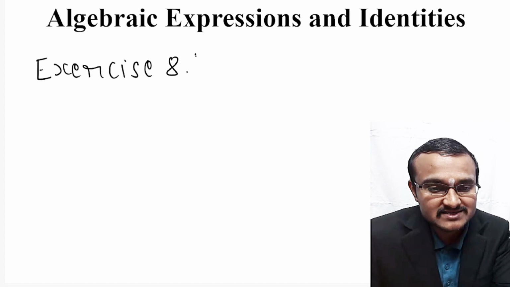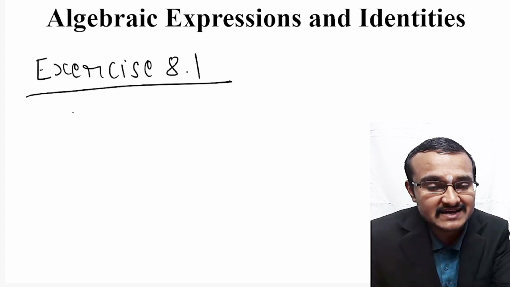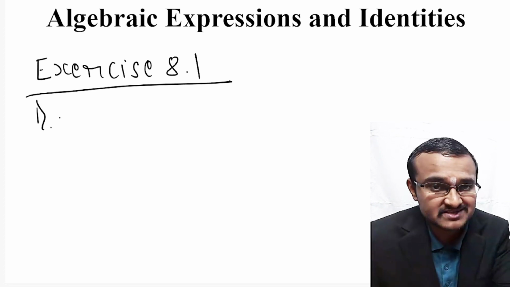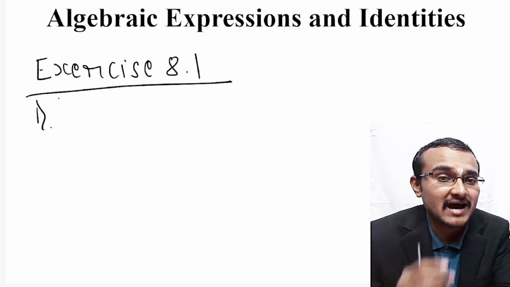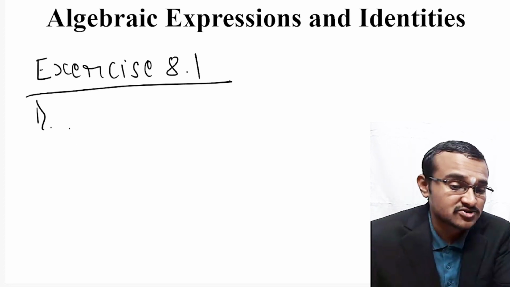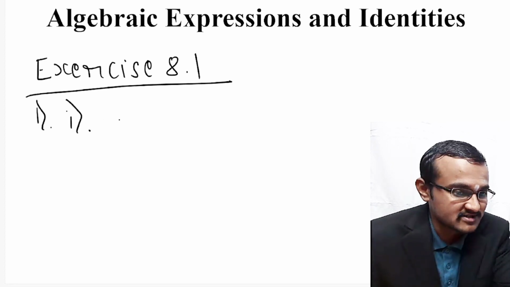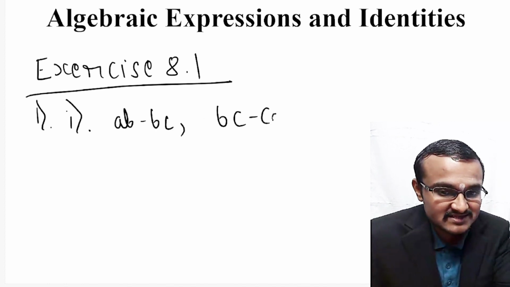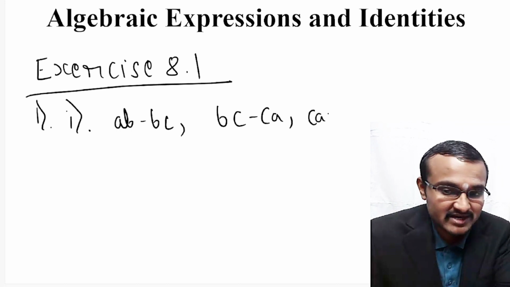So coming to exercise 8.1, which is there in this particular chapter. In the first question, they have given 4 different questions and asked us to add the terms given in them. So coming to the first question, they have given AB minus BC, comma BC minus CA, comma CA minus AB.